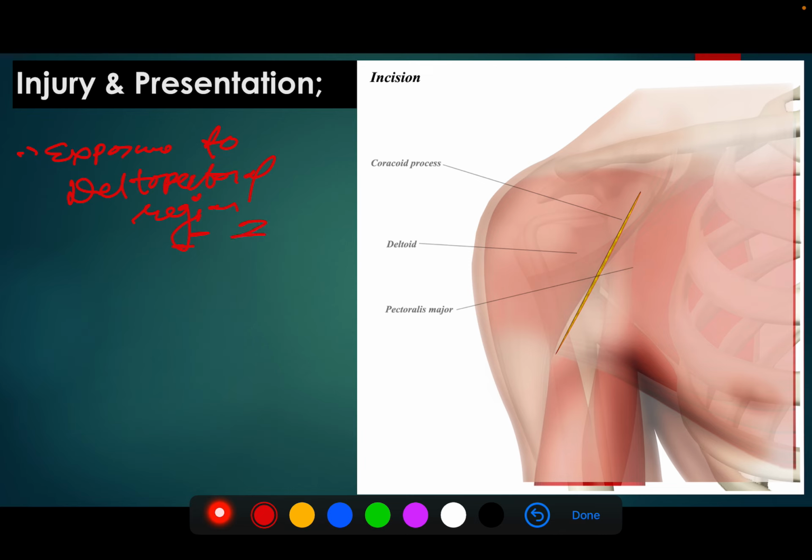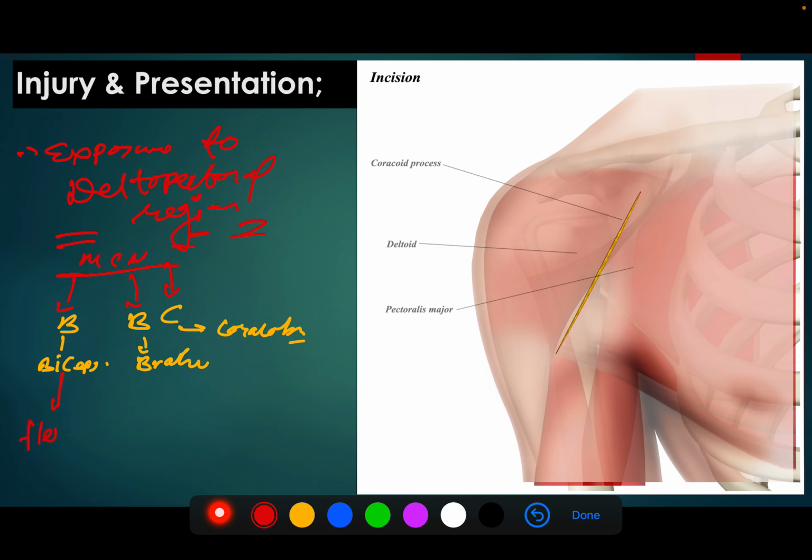Okay, and what is the presentation? If it injured the musculocutaneous nerve, it involves three muscles. What are those three muscles? That is B, B, C, right? B means biceps, B means brachialis, and C means coracobrachialis.